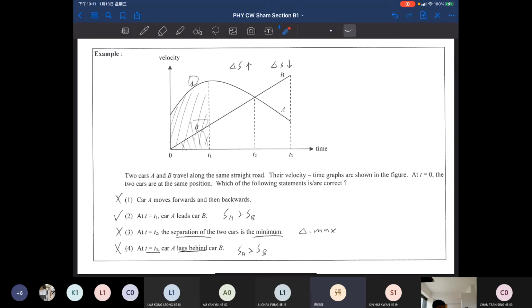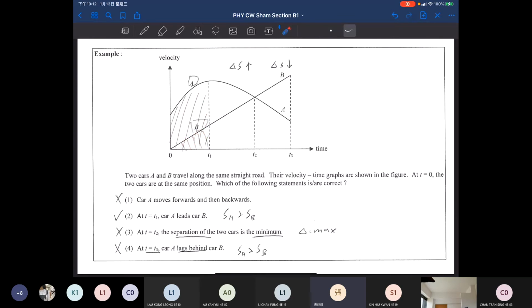So for t equals t1, car A leads car B, which means that car A is in front of car B. So you can see if they are on the same road and at the beginning they are in the same position. First, you have to see whether they begin at the same point. If they are not beginning at the same point, then this may not be correct. Okay, the area of A is larger than the area of B, so this is correct.